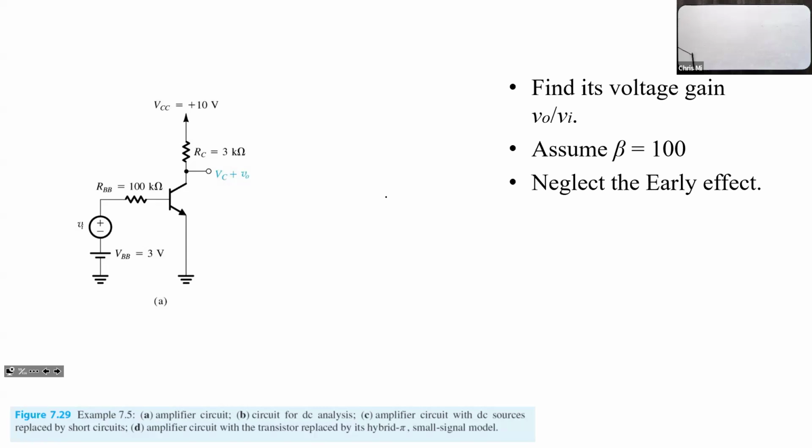So in this case, your gain is not gm times RC. You remember when we have this connected directly to the base, we have gm times RC, or minus gm times RC, the gain, which in this case is not true because you have RBB connected at the base. Okay, so first step, let's do the DC analysis.